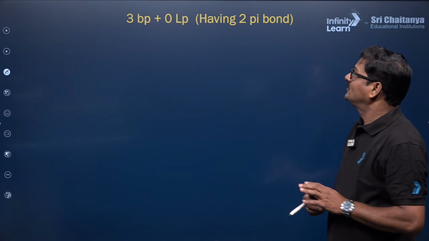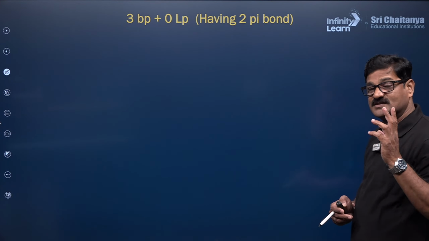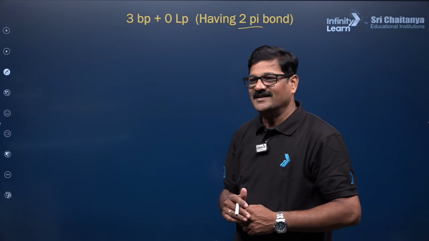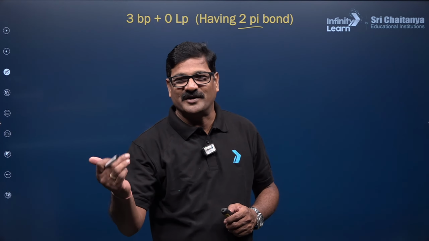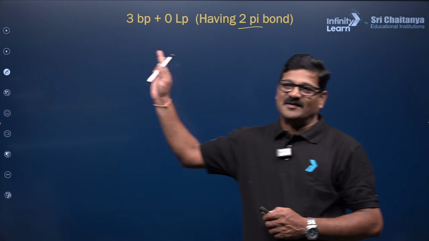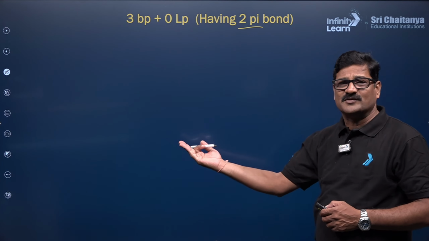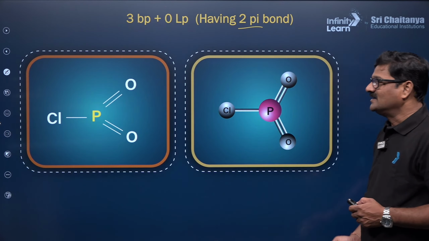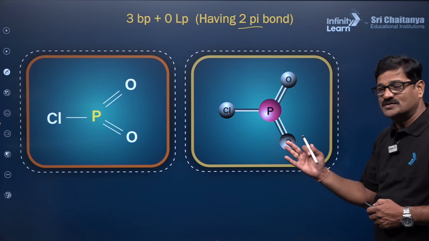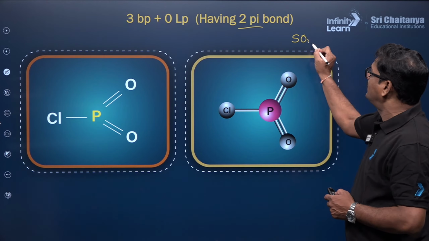2 plus 1 lena. Now 3 bond pairs, 0 lone pairs, but I just want to have 2 pi bonds. Arre, ye kya? Is somebody going to give me an example for this? Suraj, it could be sulfur trioxide bhi ho sakta hai na. Now we can say PClO2. It is going to be sulfur trioxide bhi can be.